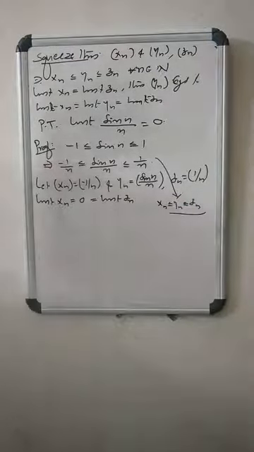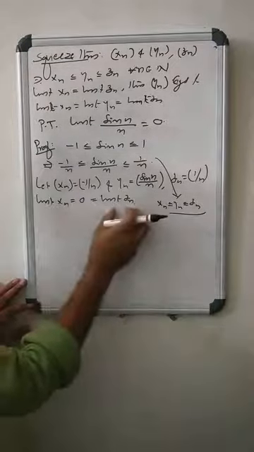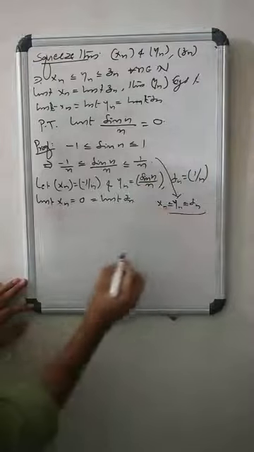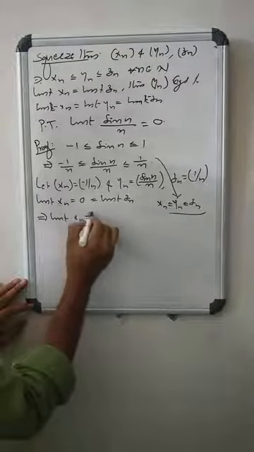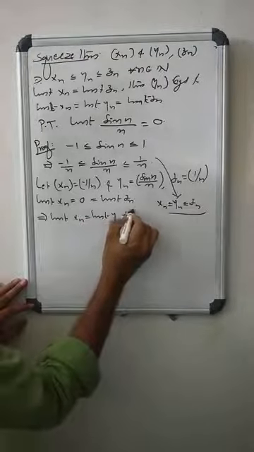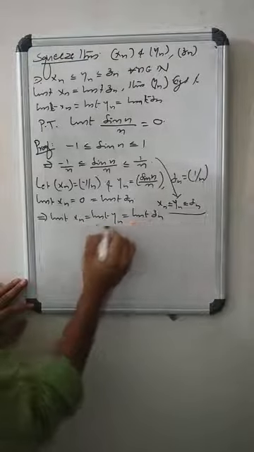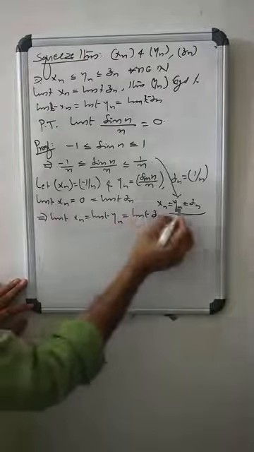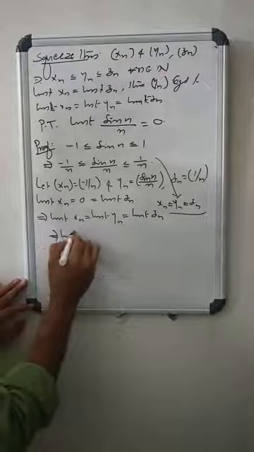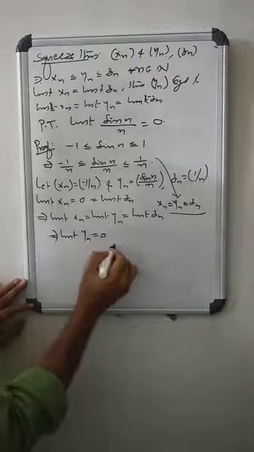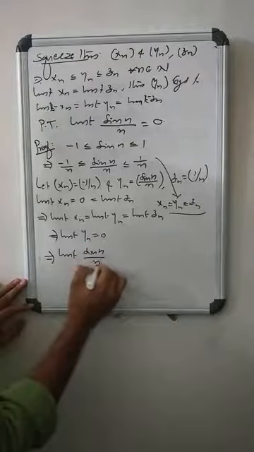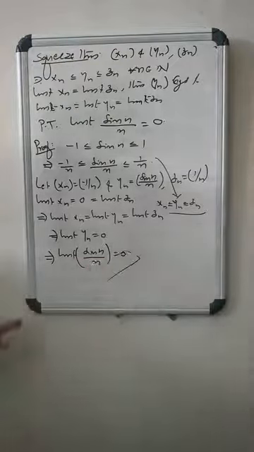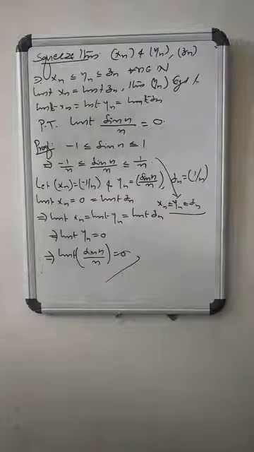So the two conditions for the squeeze theorem are satisfied: limit xn equals limit zn, and xn less than or equal to yn less than or equal to zn. So according to the squeeze theorem, we have limit xn equals limit yn equals limit zn. But limit xn is 0 and limit zn is 0. So from here, limit yn equals 0. What is yn? It means limit of sin n by n equals 0. So this is what we require.